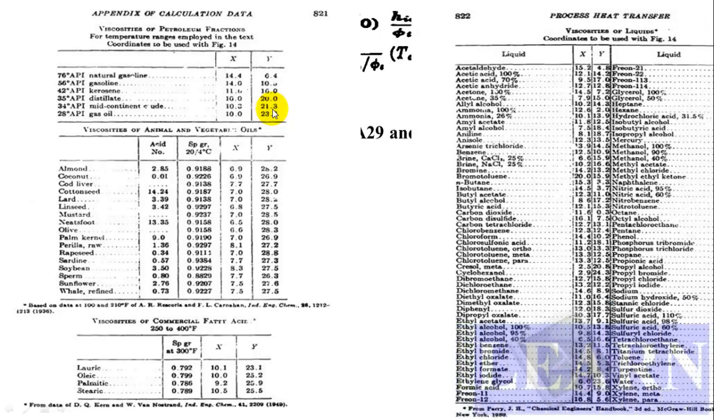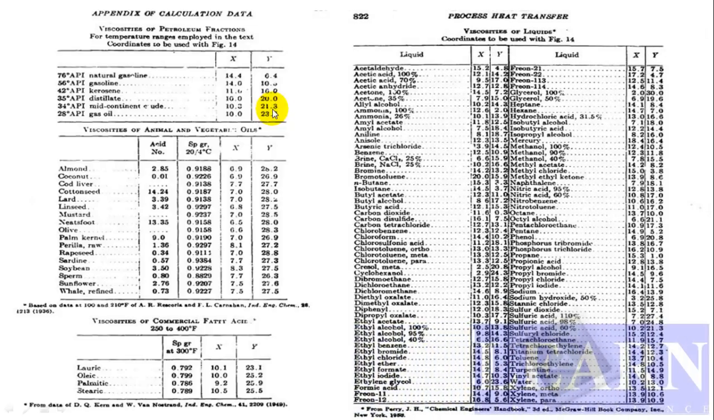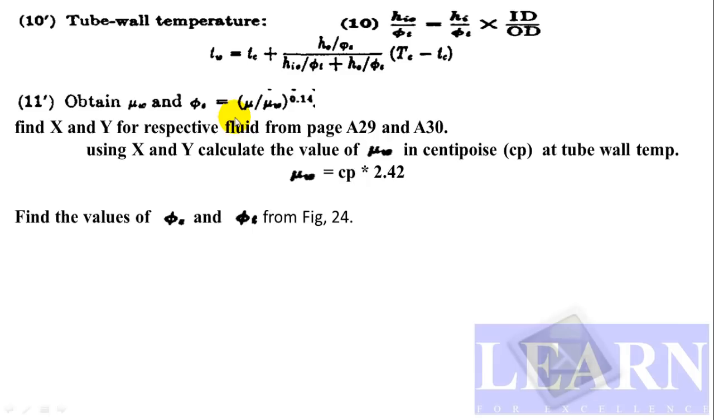Similarly, if it is some other liquid, we can find out the value of x and y from this figure. We'll have two different figures here, so we can calculate x and y based on the given condition of the question. After calculating x and y, we are going to find the mu W at tube wall temperature.